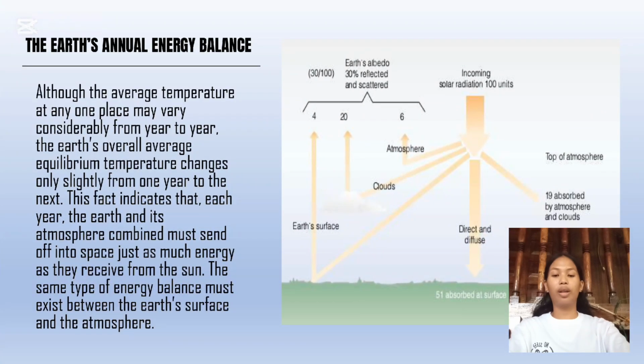Next is the Earth's annual energy balance. So imagine the Earth has a giant bank account for energy. Every year, ang Earth makareceive ng huge amount of energy from the sun, like a deposit. This energy warms up the Earth's surface, air, and oceans. But the Earth also loses energy back into space, like a withdrawal. So, if ang Earth makareceive ng more energy than it loses, it will warm up. Pero if ang Earth loses more energy than it receives, it will cool down. This balance is crucial for maintaining a stable climate on Earth.